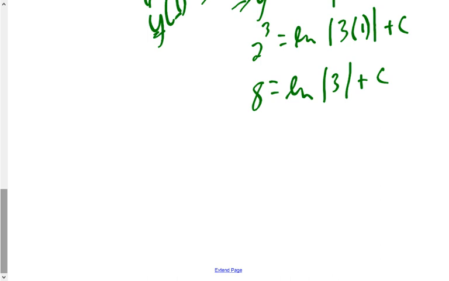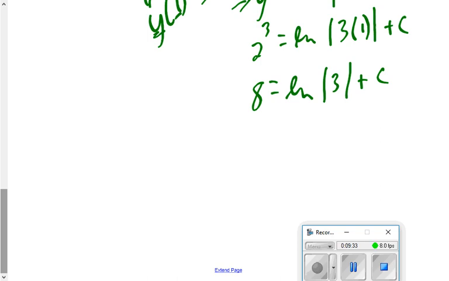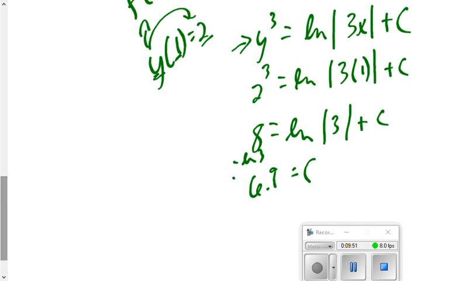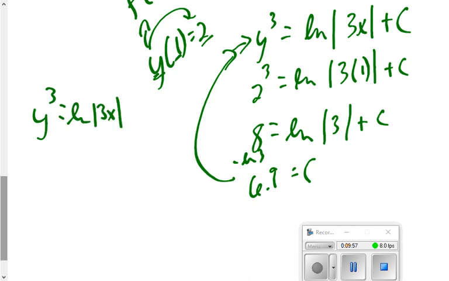So now to solve for c, I would subtract ln of 3. And when I put that in my calculator, I get 6.9, rounding to the nearest tenth. So then I plug that in to my general equation, my general solution. So I get y cubed equals ln of 3x plus 6.9.